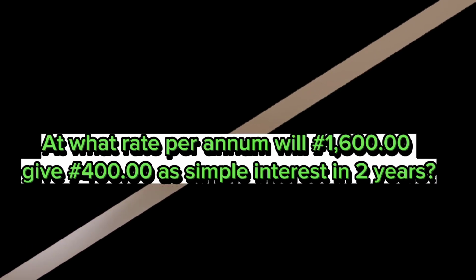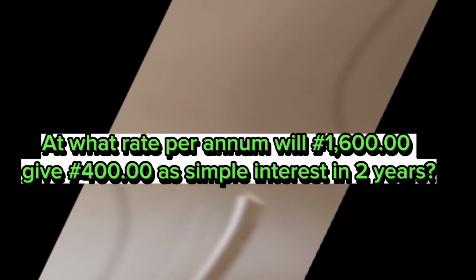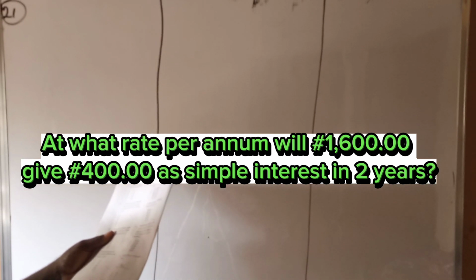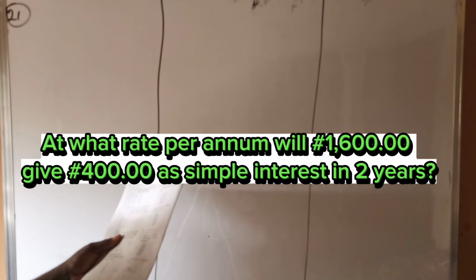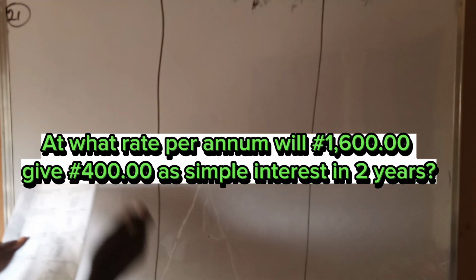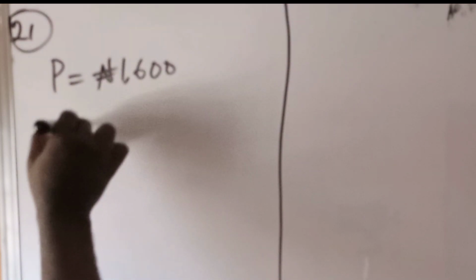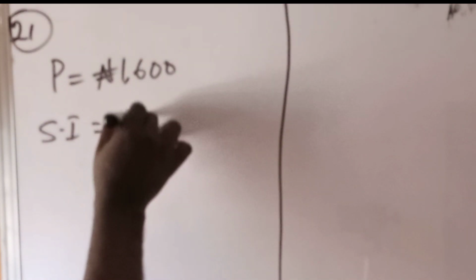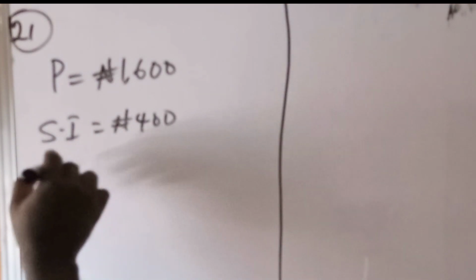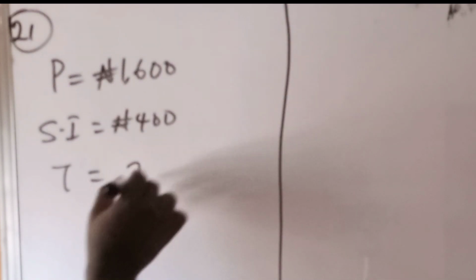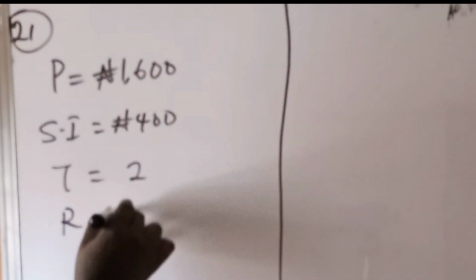For question 21 now. At what rate per annum will 1,600 naira give 400 naira as simple interest in 2 years? So in this question, the principal, P, is 1,600 naira, while the simple interest itself is 400, and the number of years is 2 years. The rate is what we are looking for.